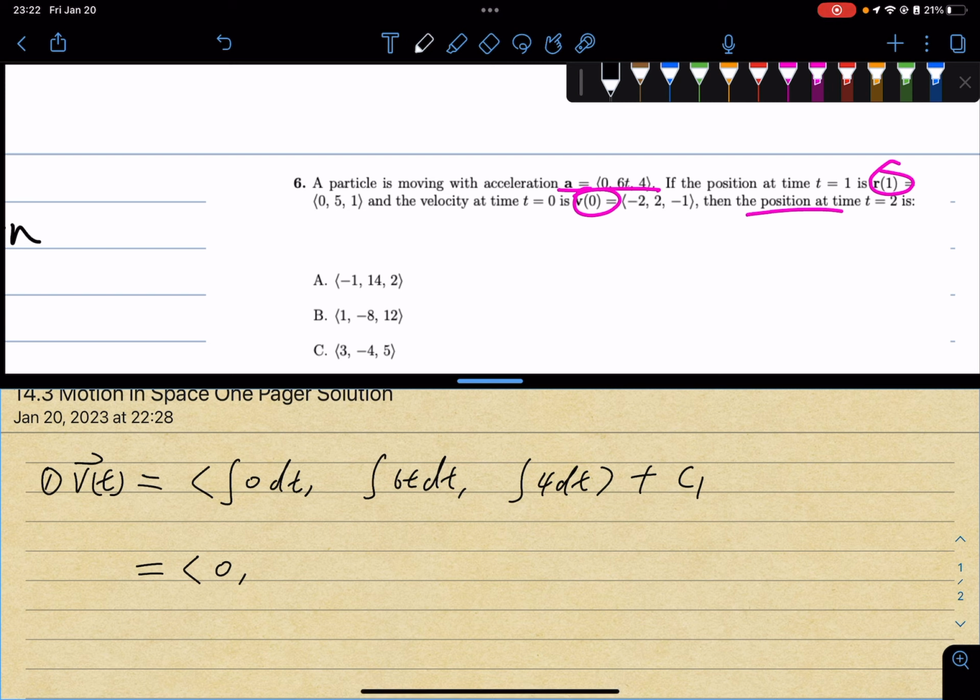0, 3t squared, 4t plus, or plus c1. Okay, so that's our step 1.